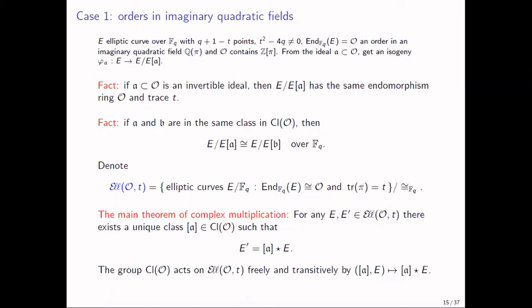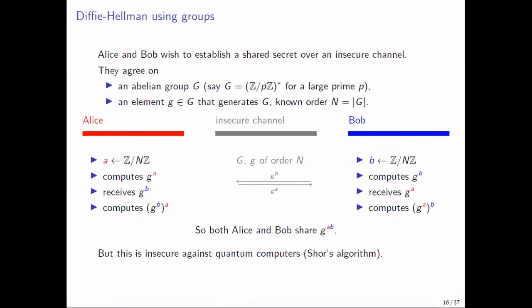Okay, why is this interesting? Well, this is how isogenies appear in cryptography. And to do that, I need to explain to you how the Diffie-Hellman exchange works. So imagine that you have Alice and Bob, and Alice and Bob want to communicate over an insecure channel. So anyone can see what's happening on the insecure channel here in the middle.